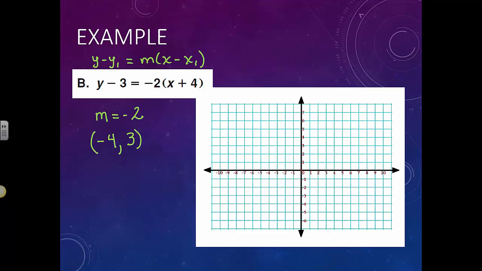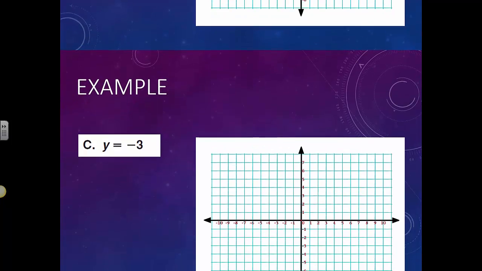So first I'm going to plot that point on the line, -4, 3: 1, 2, 3. And that point is there. Now I'm going to use my slope, which is -2, or I could also write it as negative 2 over 1. Go down 2 over 1 and put another dot. Down 2 over 1, put another dot. Do it as many times as you feel like you need. Then draw your line and put the arrows on the end.